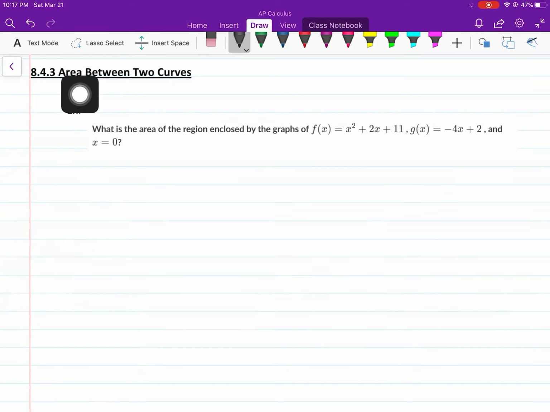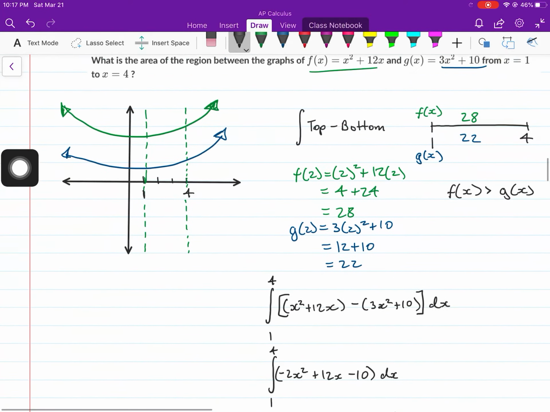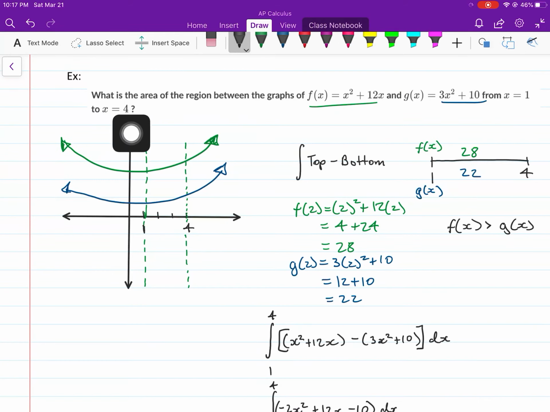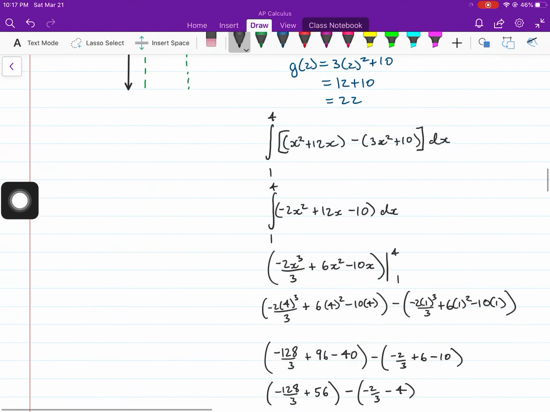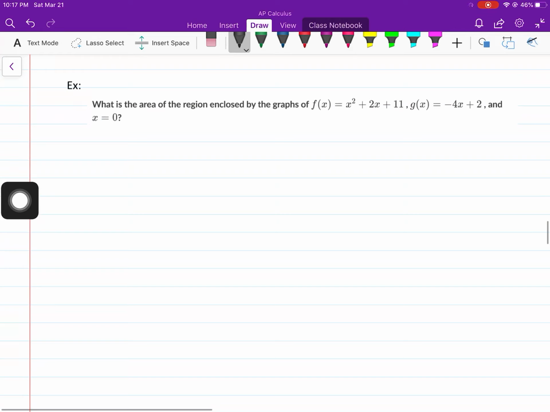So in this video, we're going to go ahead and find the area between two curves. This time, they're giving us only one bound. They're saying the area between f of x and g of x, giving us those two functions, and x equals 0. If you remember, in the last one we had, they give us x equals 1 and x equals 4, so we didn't have to find one of our bounds. Here we do have to find one of our bounds.